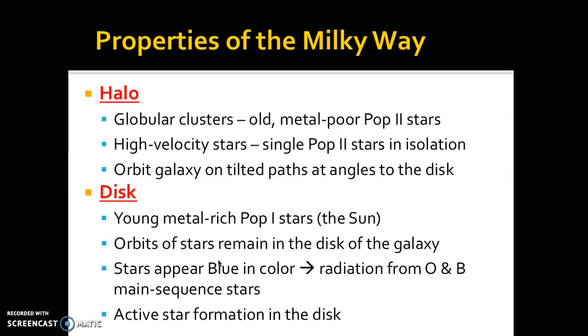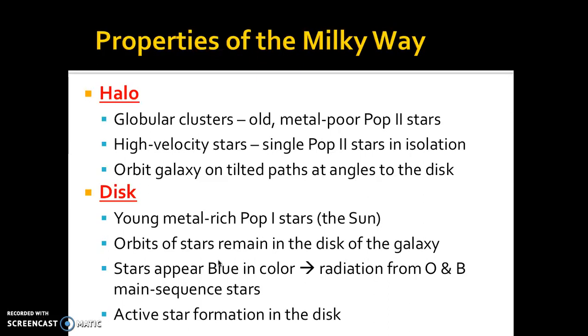So we have the halo, those old, red, and dead population 2 globular clusters. Then within the disk, we have young, metal-rich population 1 stars like our sun. There's a lot of star formation happening in the disk. Stars appear blue in color, and we see a lot of those O and B main sequence stars.